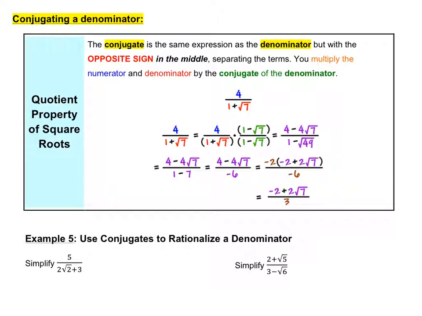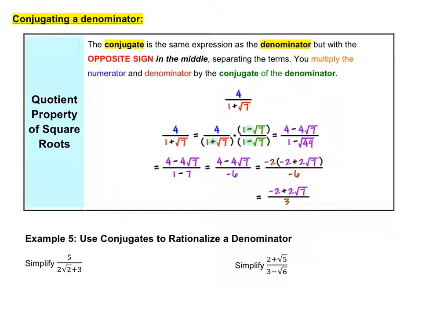And what we do this time is we multiply by what's called the conjugate. And I want you to take a look when we have 4 divided by 1 plus the square root of 7. We multiply by 1 minus the square root of 7 over 1 minus the square root of 7. The two expressions that have the same numbers but opposite signs are called conjugates of one another.